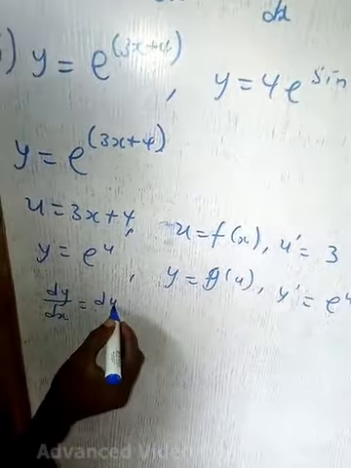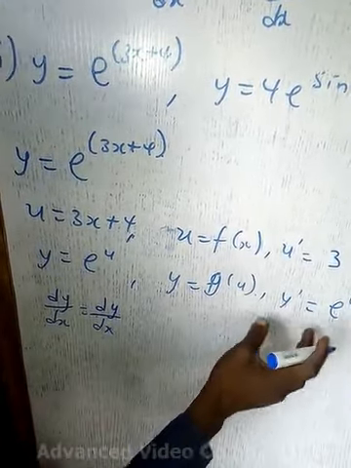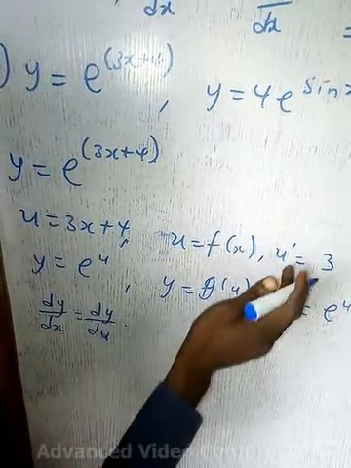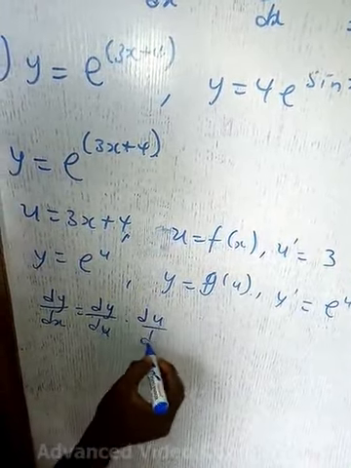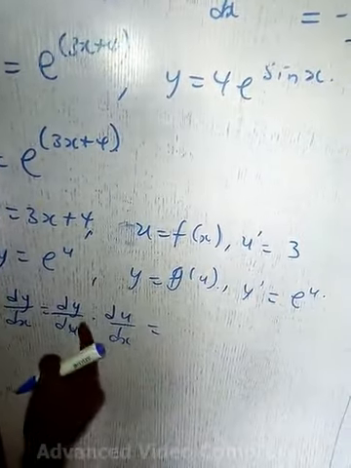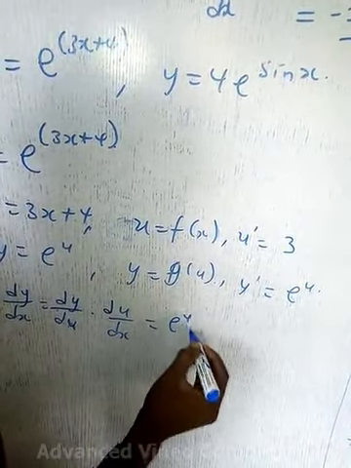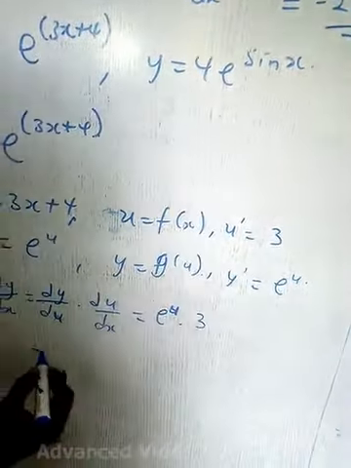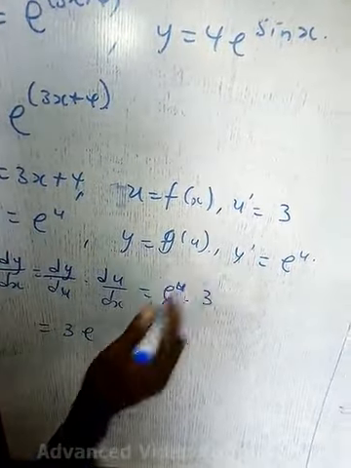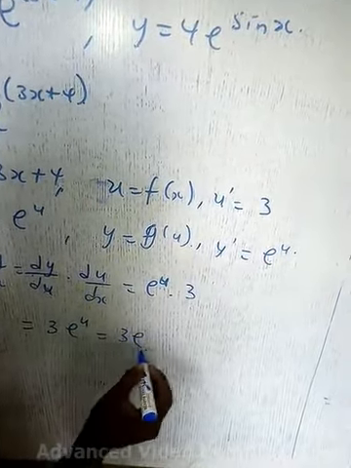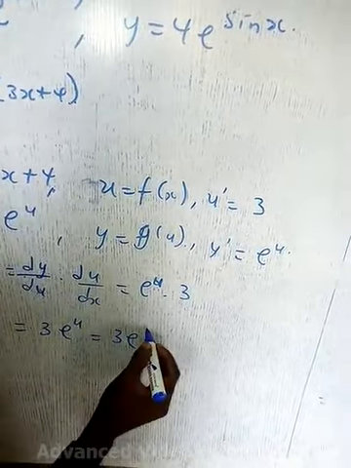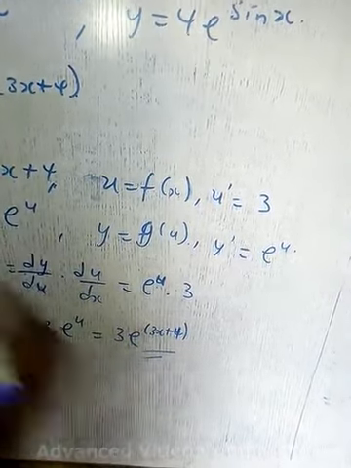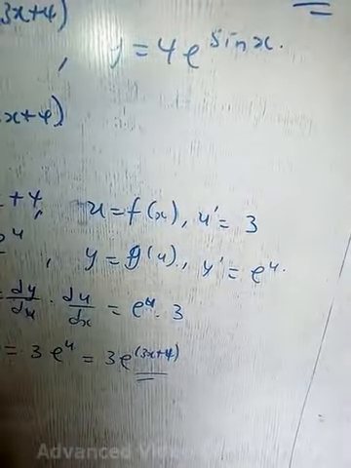It's going to give us dy/dx, which is this: dy/du multiplied by du/dx. Then substituting what we have there, dy/du is exponential u. And du/dx is 3. Then we have 3 exponential u. My u will just be what? 3x plus 4. And you are done with that. Then you can deal with this on your own.